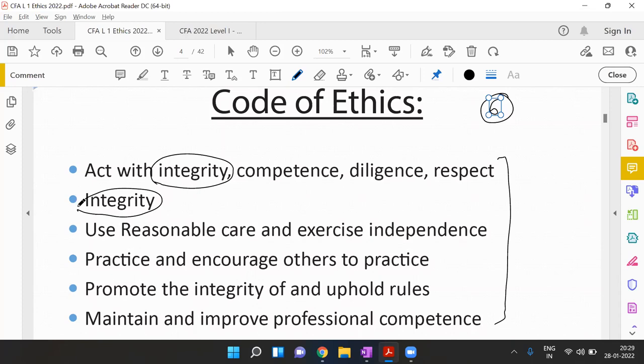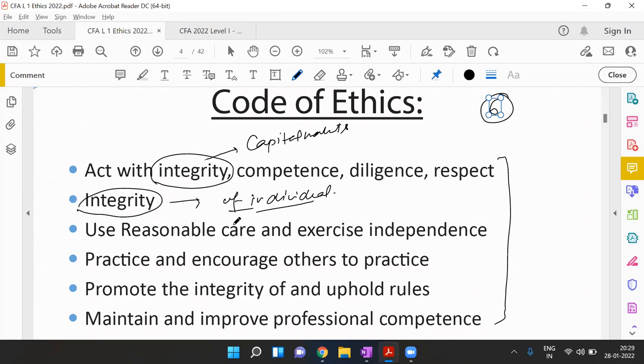If you think that a particular stock is good for investment purposes, it is your responsibility to first give your client the opportunity to act on that information, and only then should you act on it. So the client's interest always comes first, right? The first integrity which I talked about, I was talking about integrity of capital markets. Now here I'm talking about integrity of individuals. Integrity of individual here means: as an investment professional, it is your responsibility to give your client a chance to act first on any information, right? So the bottom line is the client's interest always comes first.